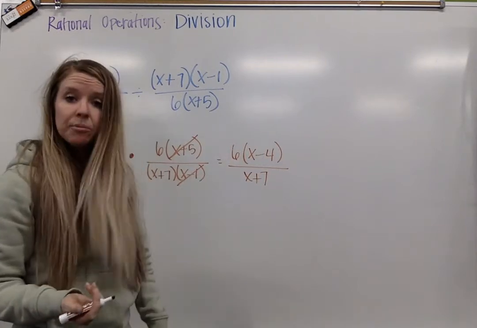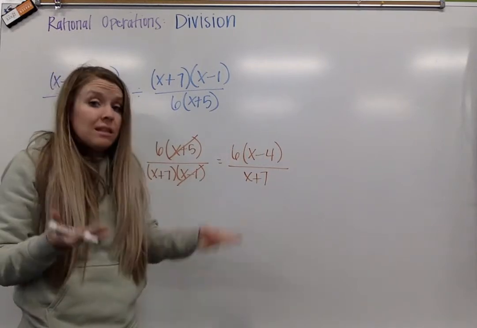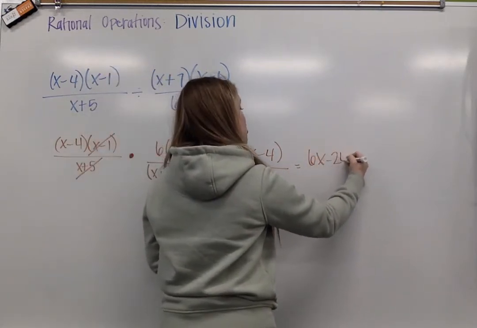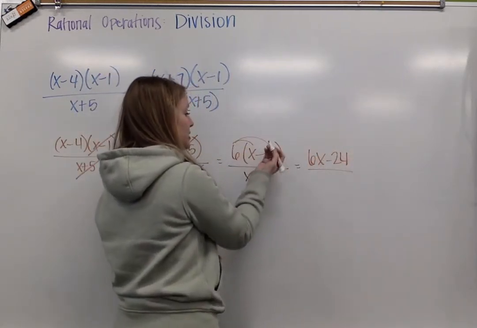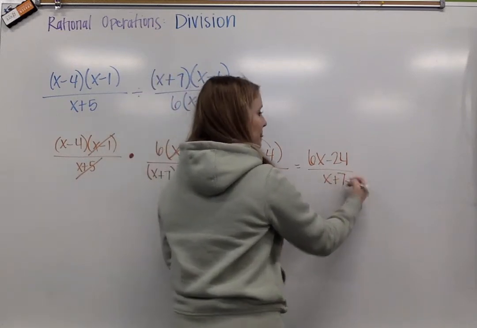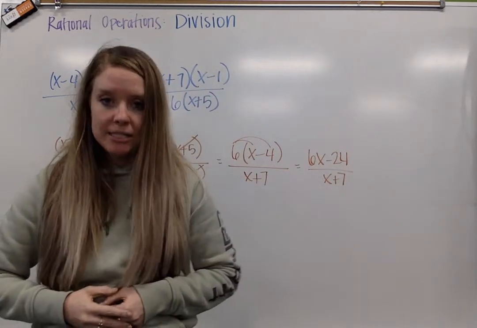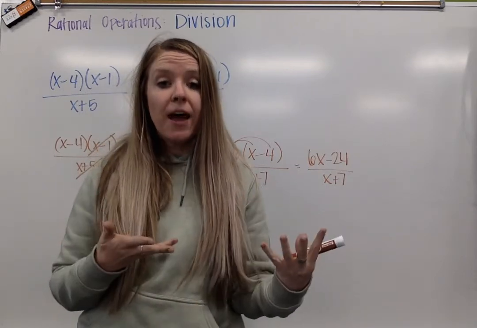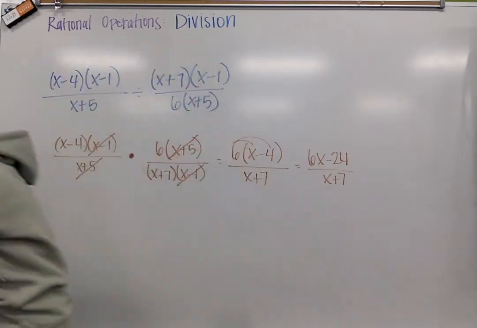You could go ahead and simplify that. Right now, there's nothing else we could do. If you took that to 6x minus 24 by distributing in your 6, it's not wrong. It just looks a little bit different. Okay? So let's take a look at one more example that requires some factoring, and we'll call it good.